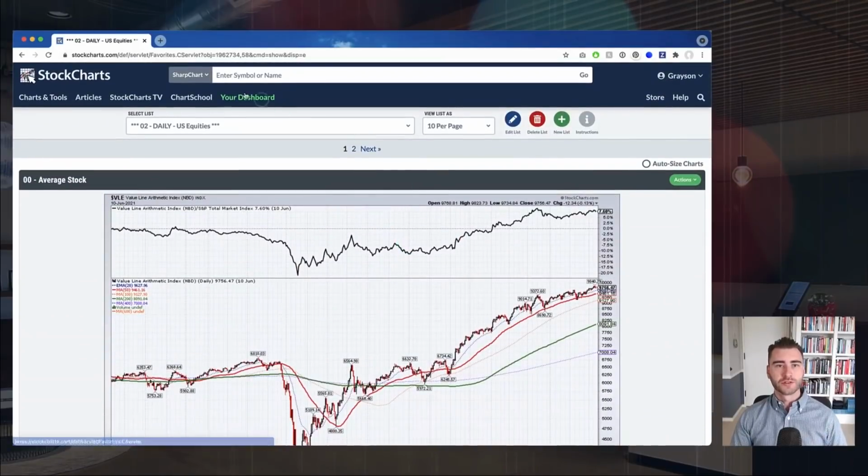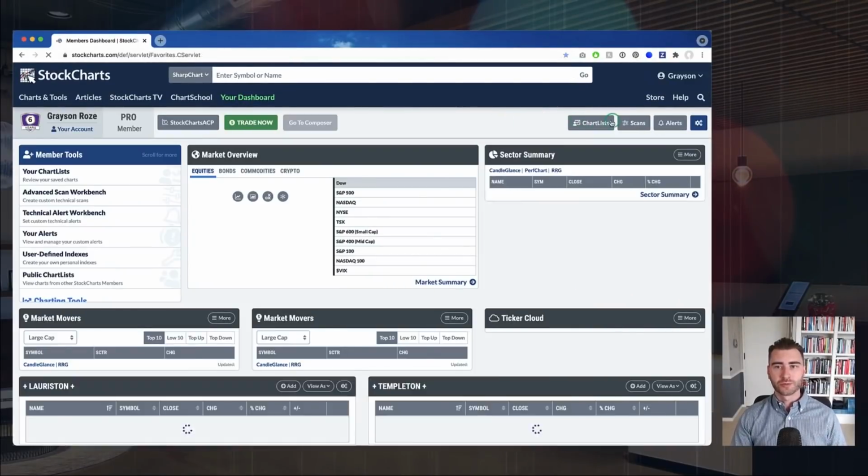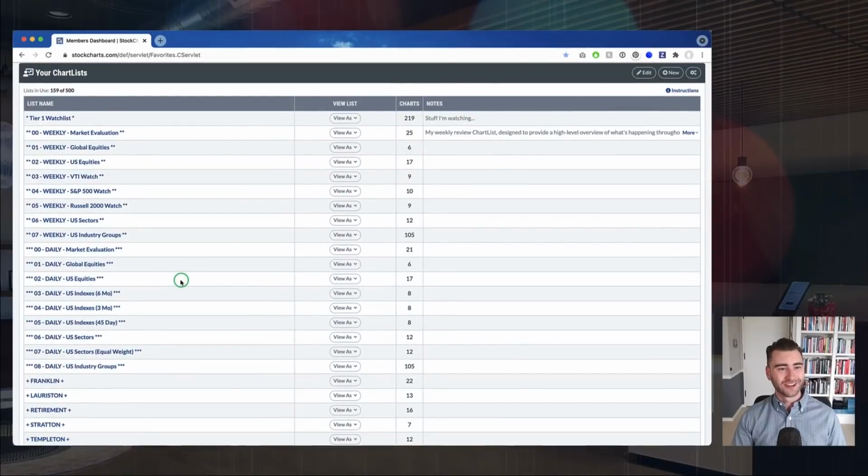I'll go back up to the top. We'll go again back to our dashboard. Makes it easy to see all of this stuff. So we've got our weekly list with all of those global equities, a bigger list, or our US equities list here, 17 indexes in there. I've duplicated that and I've got my daily list, which is exactly the same number of indexes, but all of them are daily charts.